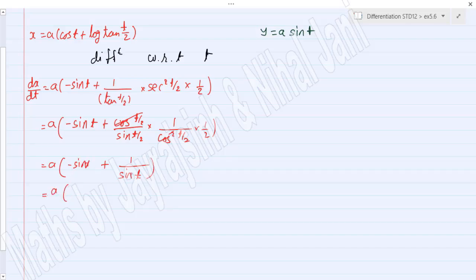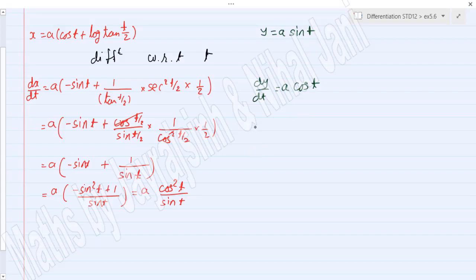So we can take LCM. We'll get minus sin square t plus 1 upon sin t. 1 minus sin square t can be rewritten as cos square t upon sin t will be as it is. Now we should move to the equation of y. So we'll get dy by dt is equal to a differentiation of sin t will be cos t.